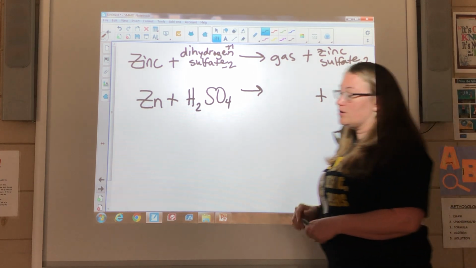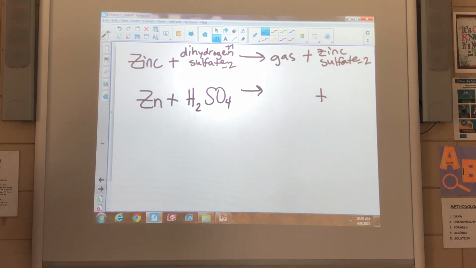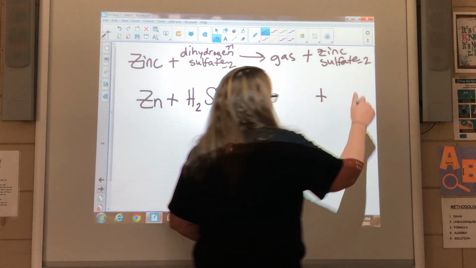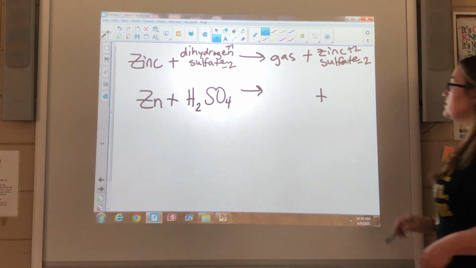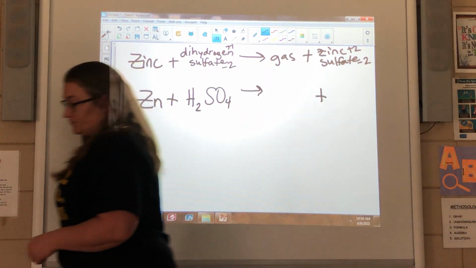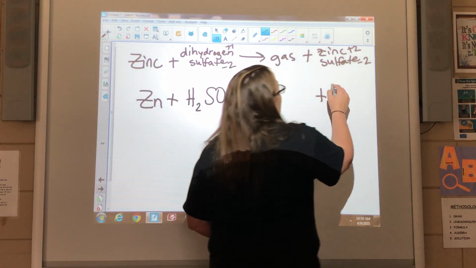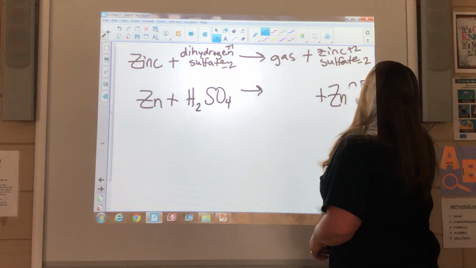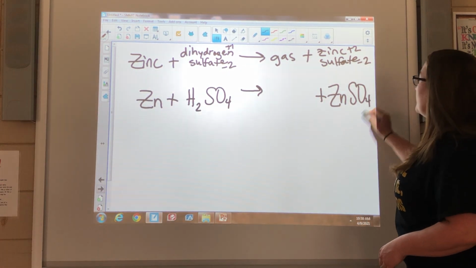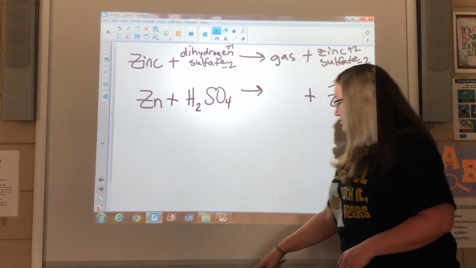But our zinc charge, that's +2. I'm gonna give it to you. It's +2. So they're gonna balance each other out. That zinc charge is +2. So since they balance each other out, we're gonna have ZnSO4.